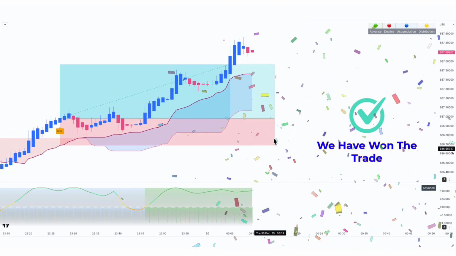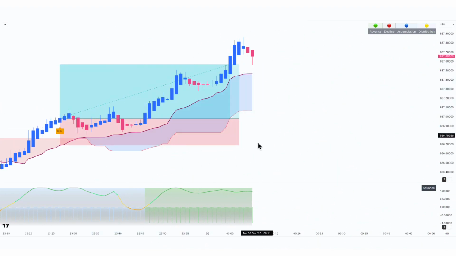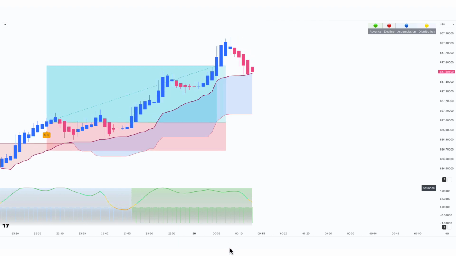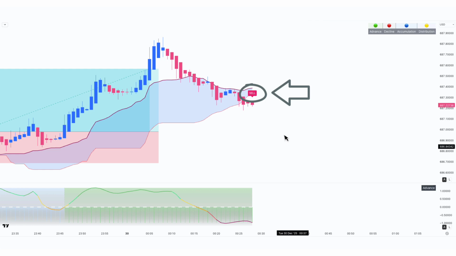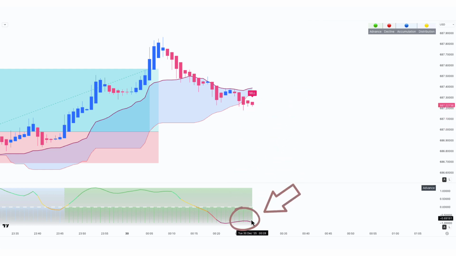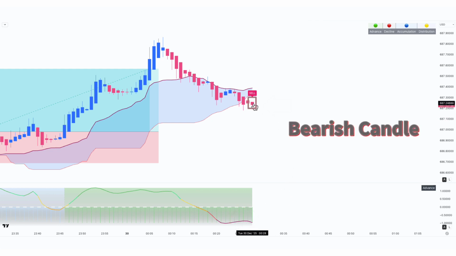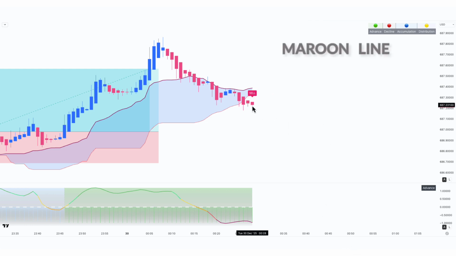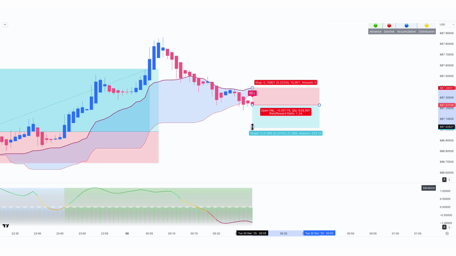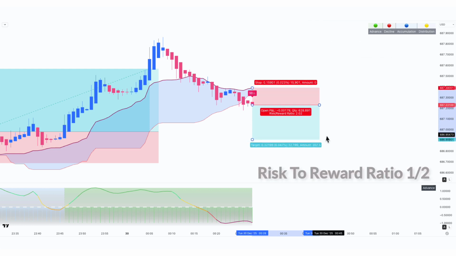The market has completely hit the target. Let us now understand the short position. When the Tenkan Cloud label down of this indicator is a sell signal, when the maroon line of the Regime Classifier Oscillator is below the 0 line, and when the market forms a bearish candle, if this condition is fulfilled, then we will place a sell order. Our stop loss is to be placed at the maroon line, and the risk to reward ratio will be 1:2.